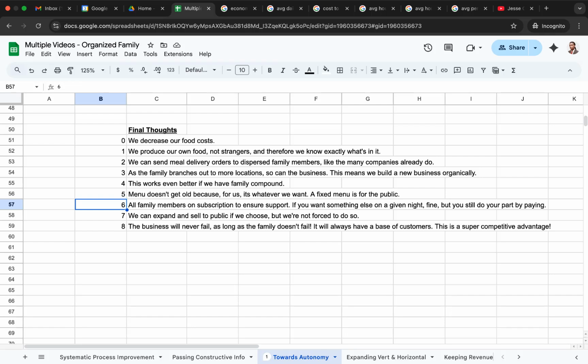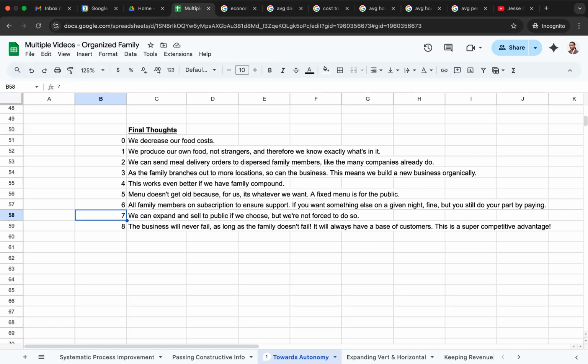You can go do whatever you want to do. But since everybody is on this subscription, the resources that are needed to sustain this kitchen are still going to be available. If on any given night you just don't want to eat whatever is on the menu at the family restaurant, it doesn't matter. You just go eat whatever you want to eat, but you have already paid your part, and the family kitchen will be able to continue regardless of who wants to eat what.